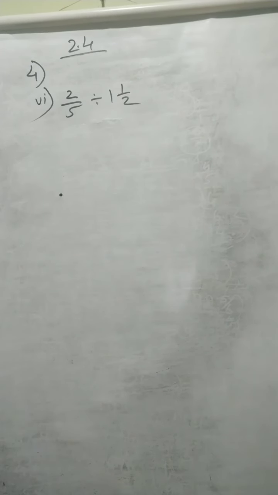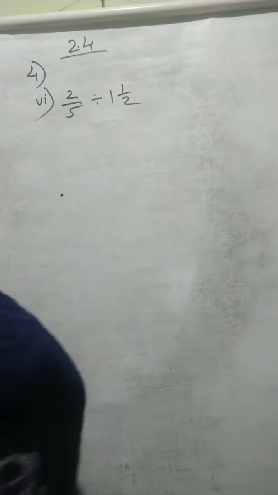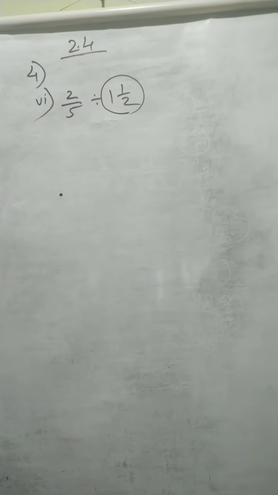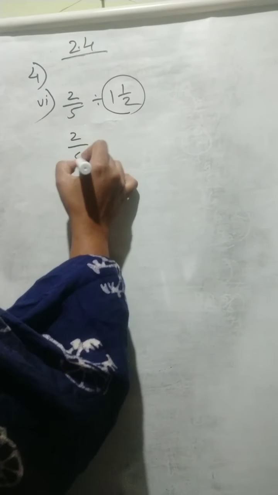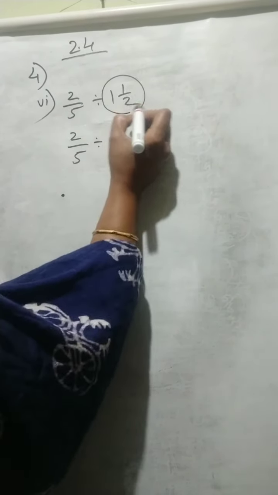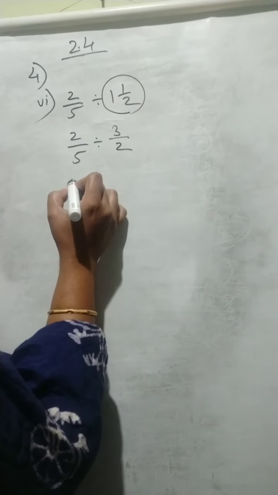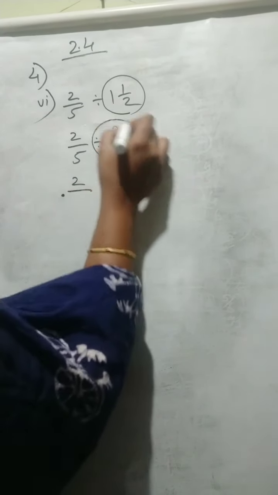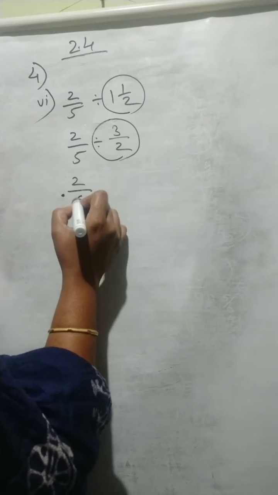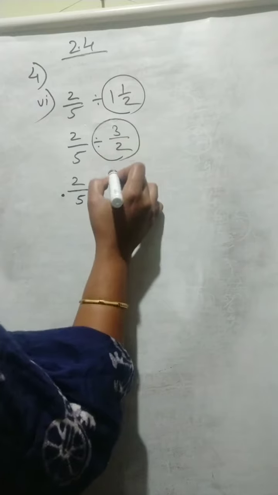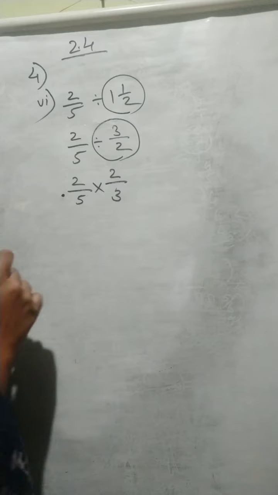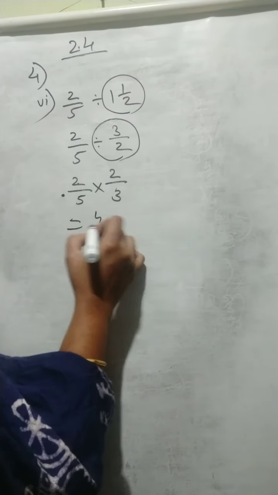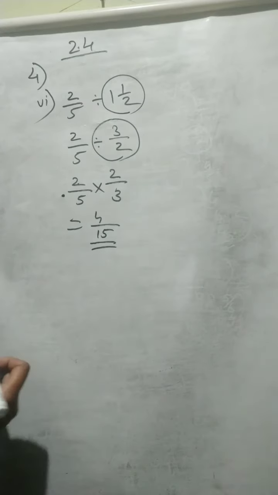Now we have to divide a proper fraction by a mixed number. As usual, we have to convert this mixed number into an improper fraction. Then apply the laws of division. Then 2 upon 5 divided by 1 times 2, 2 itself, 2 plus 1, 3. 3 on 2. Then multiply with the reciprocal of the divisor. Here will be the change. 2 upon 5 multiplied by 2 on 3, the reciprocal of 3 on 2. Then 2 2s are 4. 5 3s are 15. 4 on 15 is the answer.